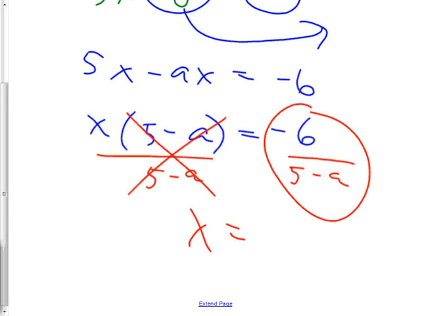Is it okay to have an A in your answer? Yeah, you're in pre-calc. You're going to have lots of answers that aren't just 2. You're going to have lots of weird answers. Okay, so that's a review of solving some of the harder ones.